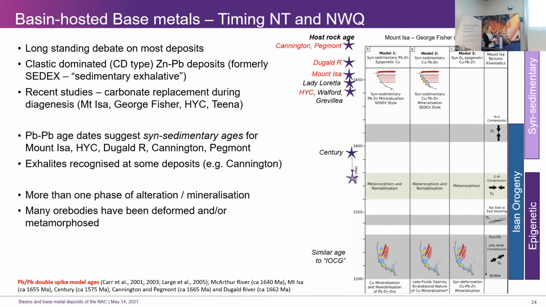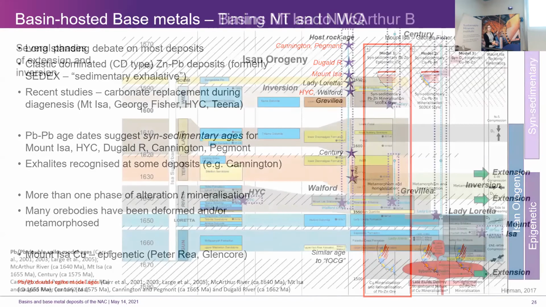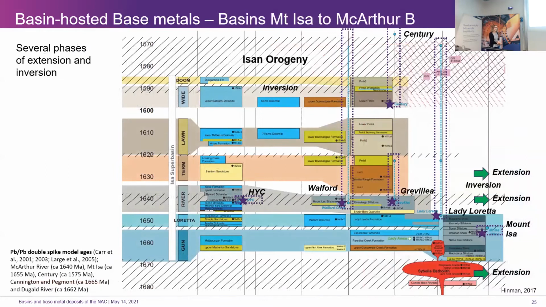And part of the complication relates to the fact that there are multiple stages of alteration and mineralization, and definitely remobilization. So at Mount Isa, recent work clearly shows the copper is definitely late, and Cave and colleagues suggested the lead zinc is as well, but I suspect there'll be more work there.